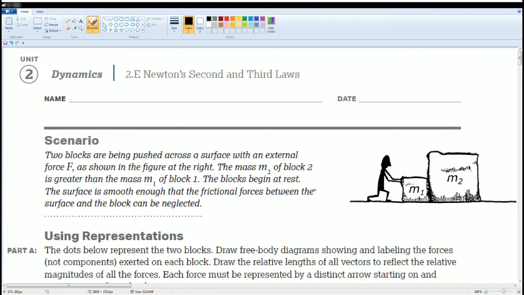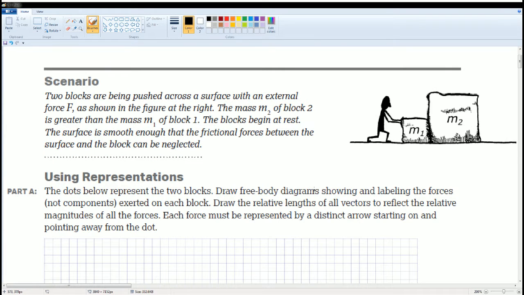Here's the scenario. Two blocks are being pushed across a surface with an external force F as shown in the figure at the right. The mass M2 of block 2 is greater than the mass M1 of block 1. The blocks begin at rest. The surface is smooth enough that the frictional force between the surface and the blocks can be neglected.